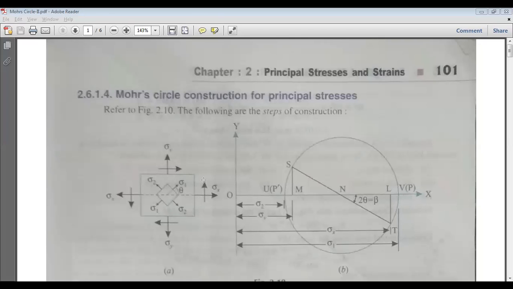a body like this. The explanation of this is, if a body is under tensile stresses sigma x and sigma y, sigma x is the tensile stress in the x direction and sigma y in the y direction. So sigma x is acting in the positive x direction. This body is under tensile stresses. Similarly, sigma y is acting along the y axis, and sigma y in the negative y direction. So we are having sigma x and sigma y.